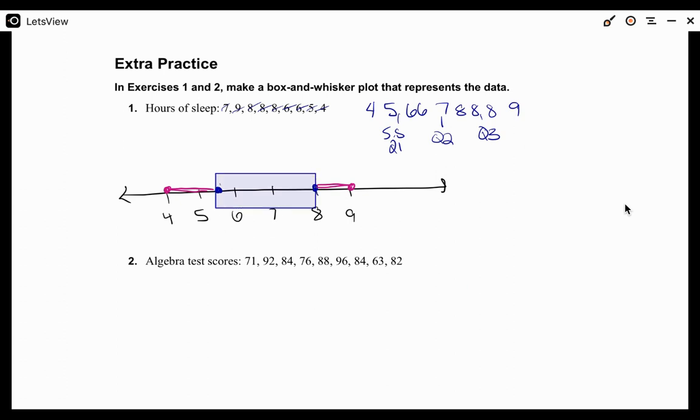There. And then our quartile 2 is going to be at 7, right in the middle. So you usually draw a line and have it extend like that. So that is our whisker plot.